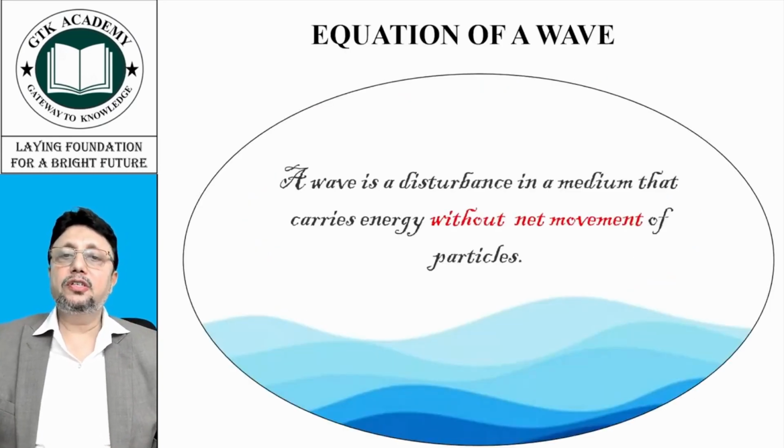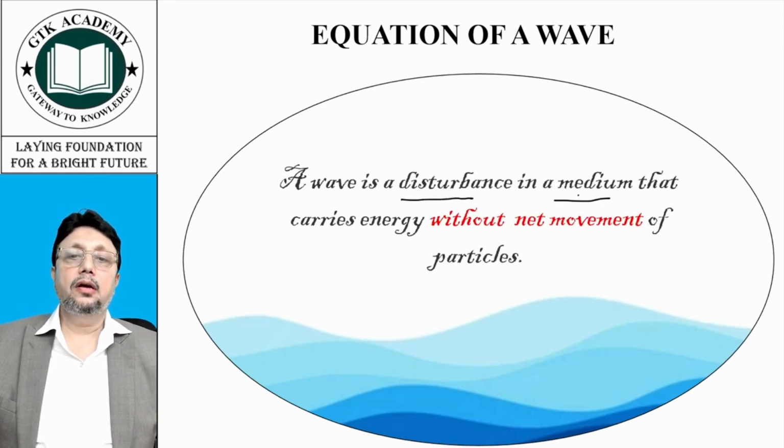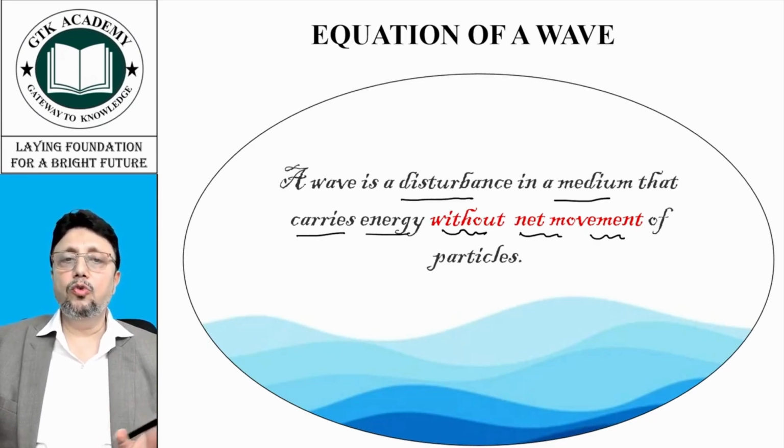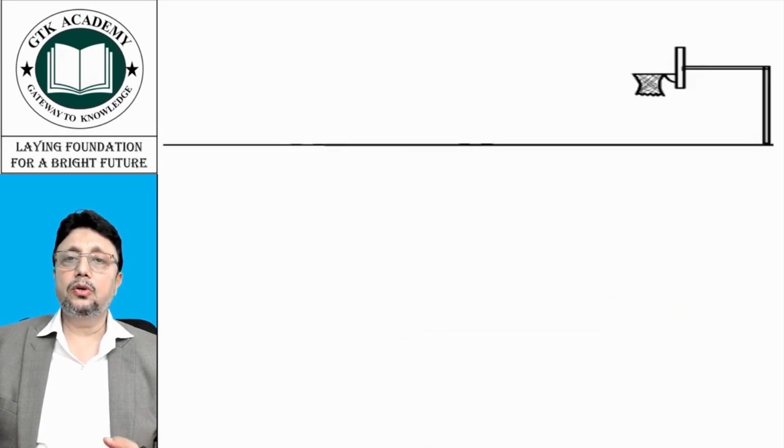So a wave is defined as a disturbance in a medium that carries energy without net movement of particles in the direction of wave, right? The particles do not move in the direction of wave, they only oscillate, which we are going to see very shortly. They oscillate in their positions. Let me give you an example to explain this, to elaborate this, and then we'll go to the topic.